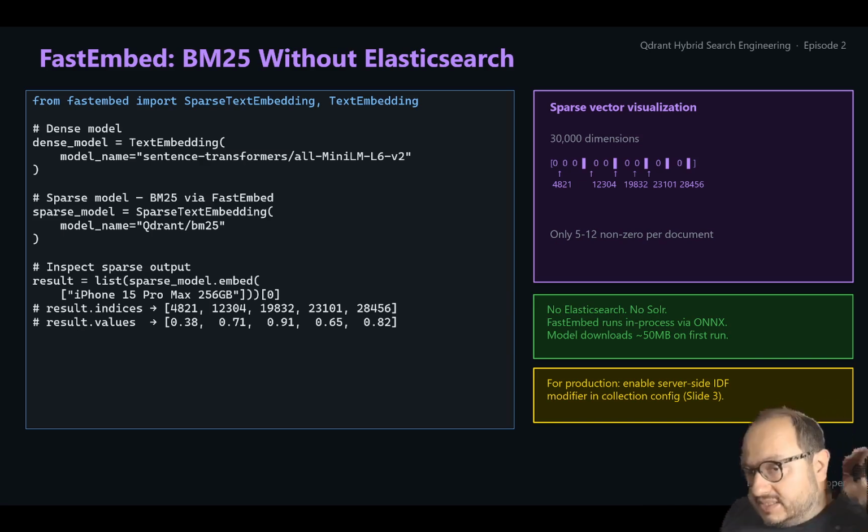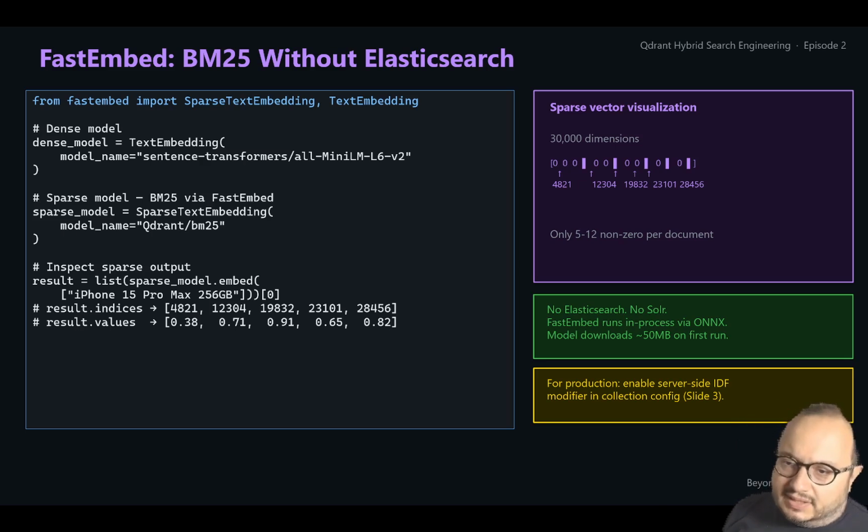The dense model is also FastEmbed compatible. For example, it runs inference locally via ONNX. No GPU required. Of course, if you have one, it will be faster.